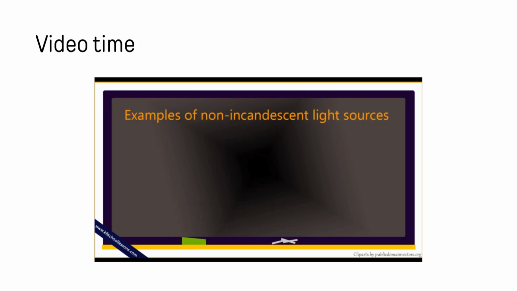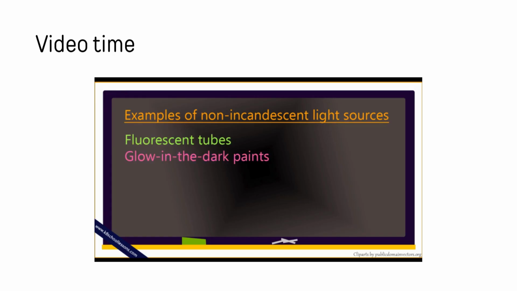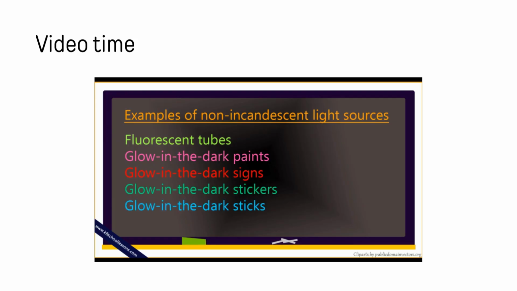Examples of non-incandescent light sources: fluorescent tubes, glow-in-the-dark paints, glow-in-the-dark signs, glow-in-the-dark stickers, and glow-in-the-dark sticks.